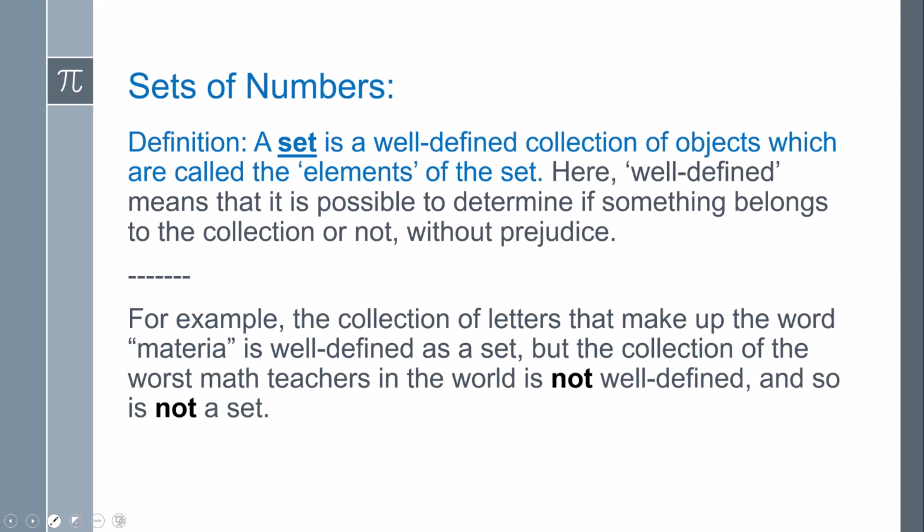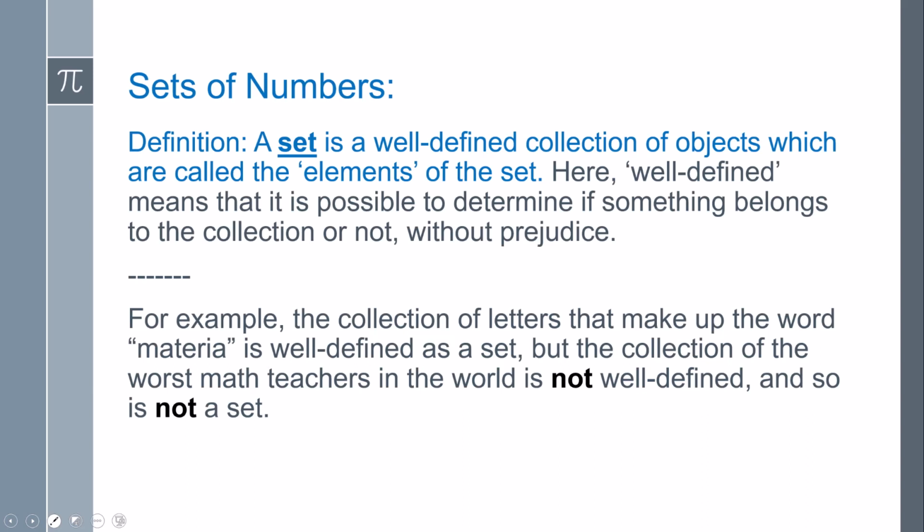So let's start with the definition. A set is a well-defined collection of objects which are called elements in the set. Now, what we mean by well-defined is that it's possible to determine if something belongs to that set or doesn't.